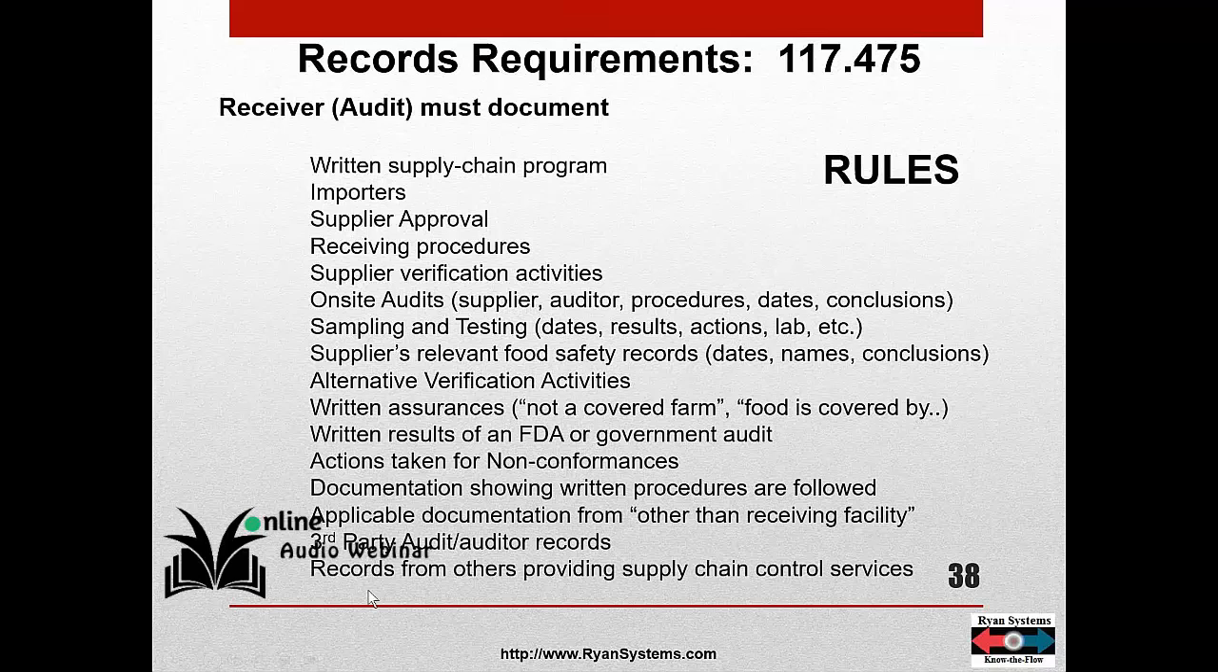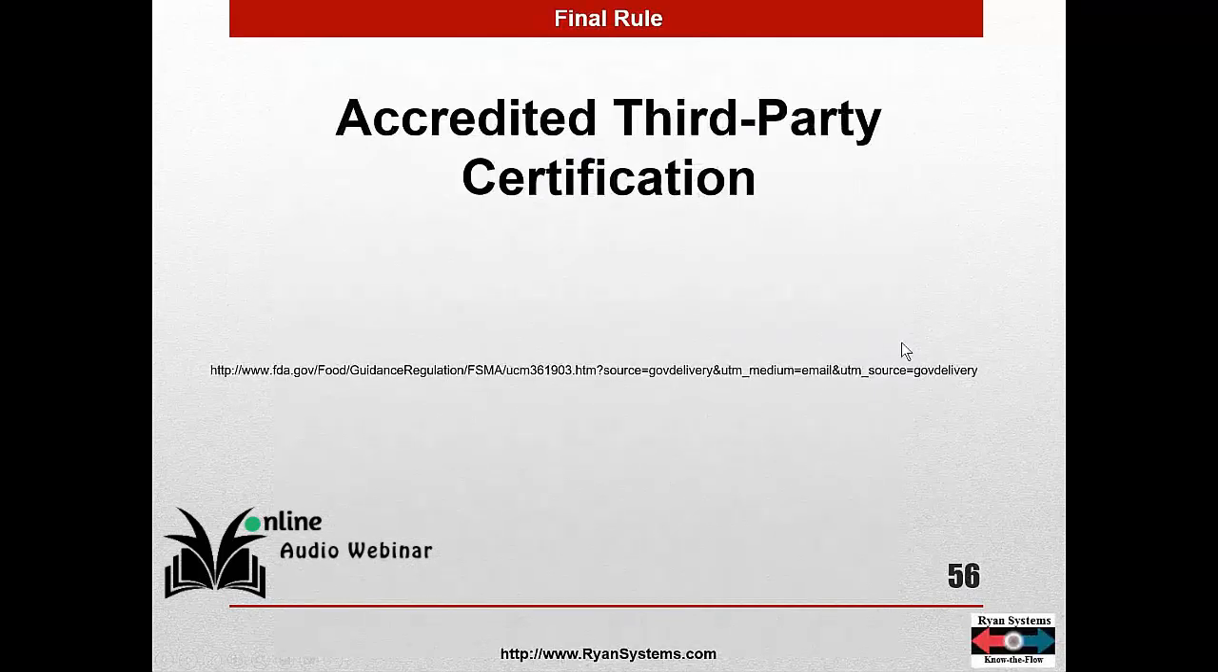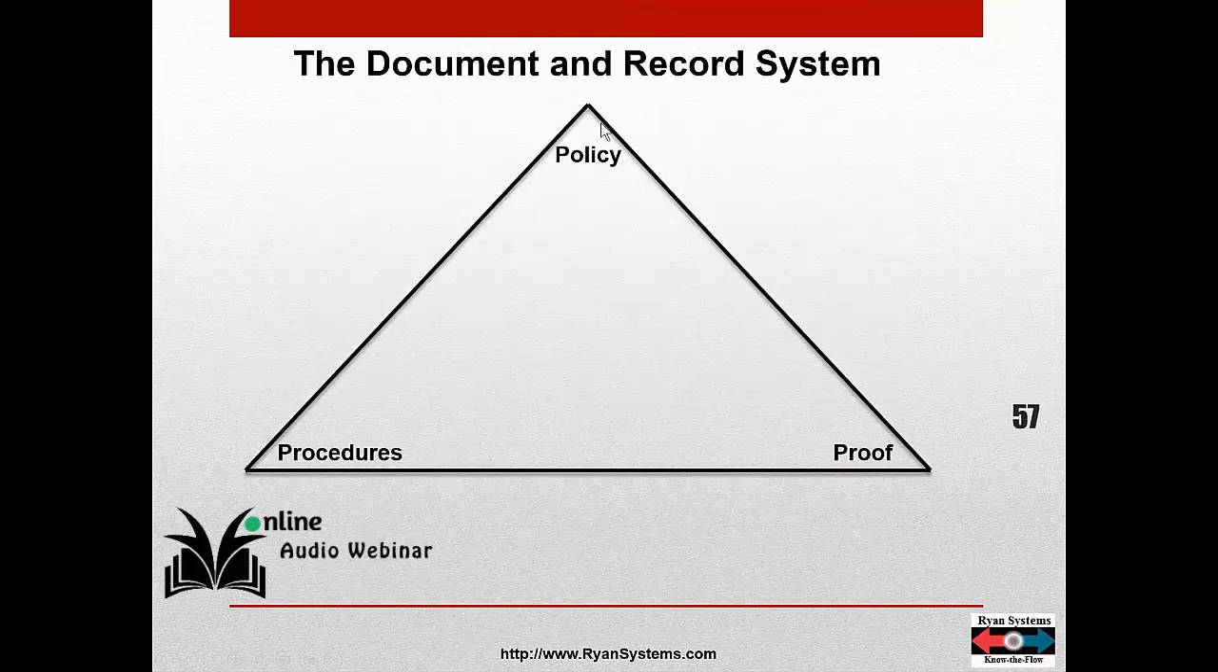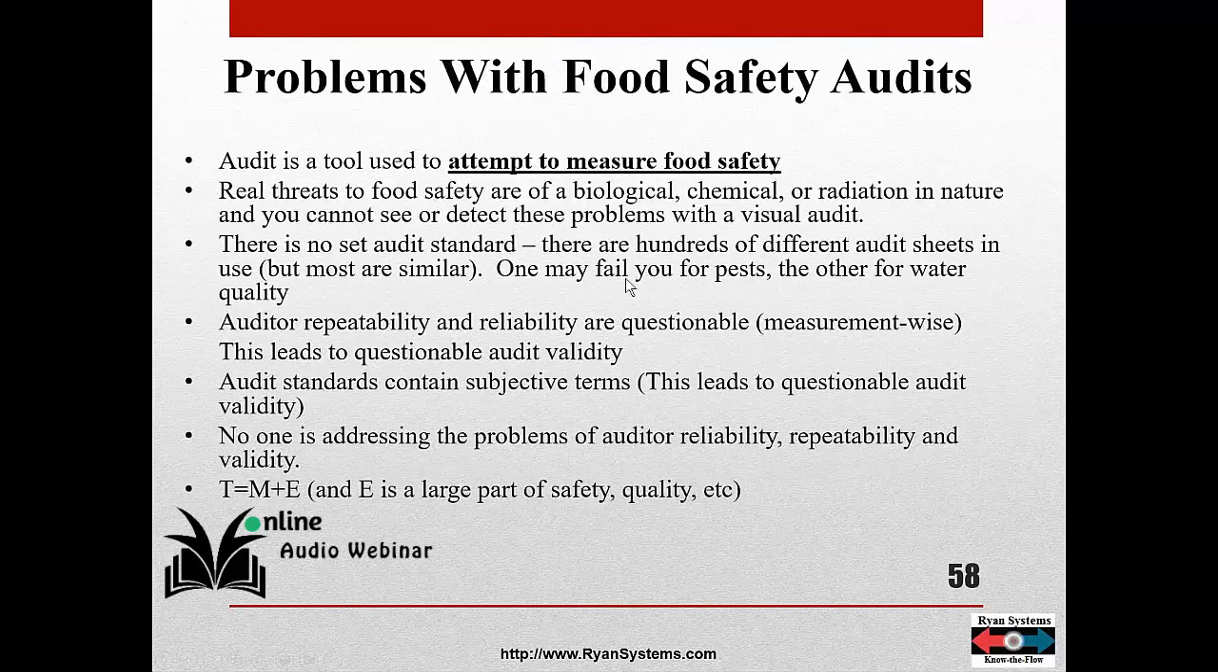this data on record. What's the impact of all this? Let's talk about, I want to get into this third-party certification. They've got three main things to look at: the policy you're operating under, your procedures, and then evidence or proof of whether or not your policy and your procedures have been implemented according to your management's plan. Audit is a tool used to attempt to measure food safety. You've got to go after biological, you've got to go after sampling. It has to be a set standard and not 50 different standards.